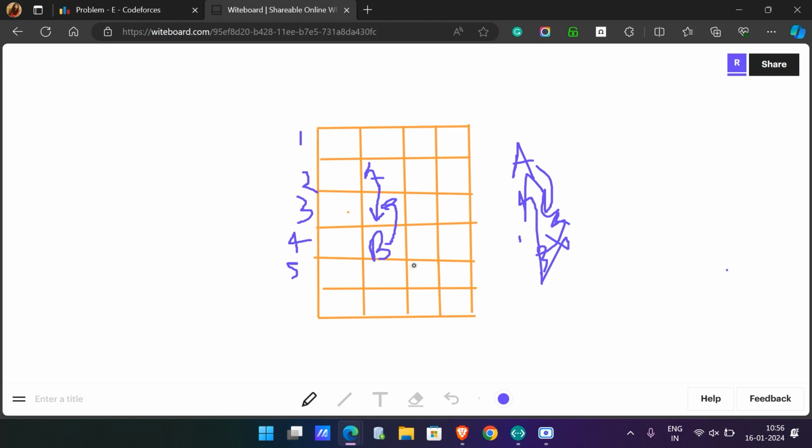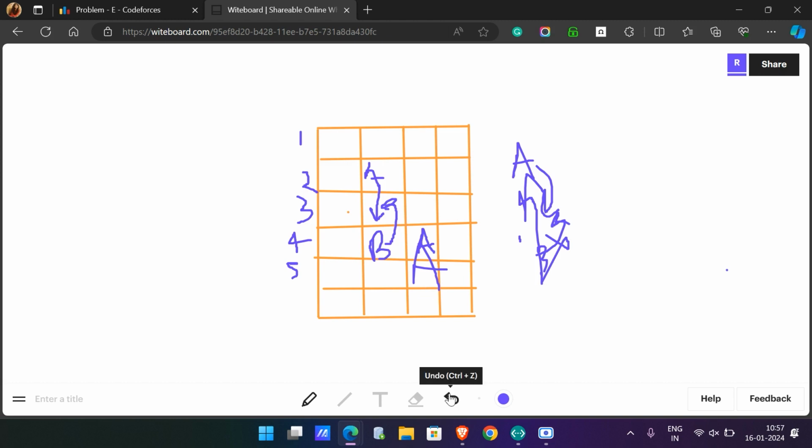Now, if Elias is over here and Bob is above Elias or equal to Elias, then there would be a draw, because Elias could move only in the downward direction and Bob could move only in the upward direction. So if Elias and Bob are in the same row, or Elias is below Bob, then there would be a draw for sure.